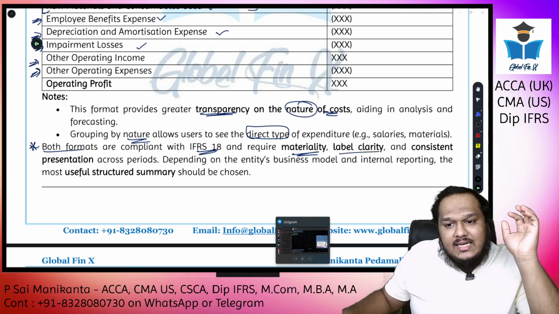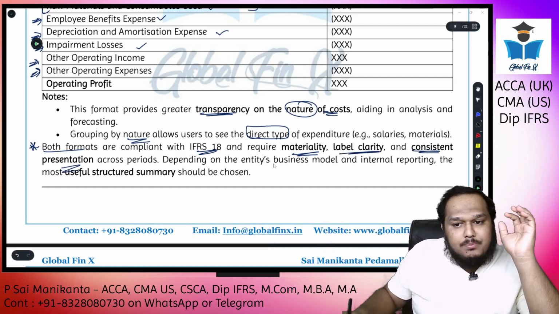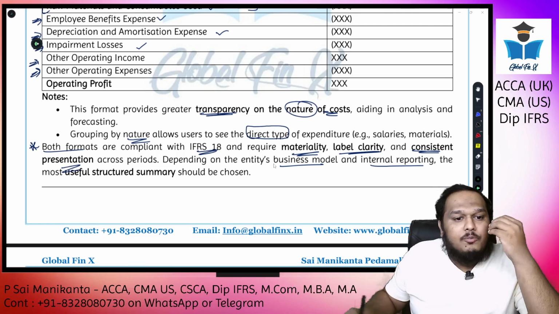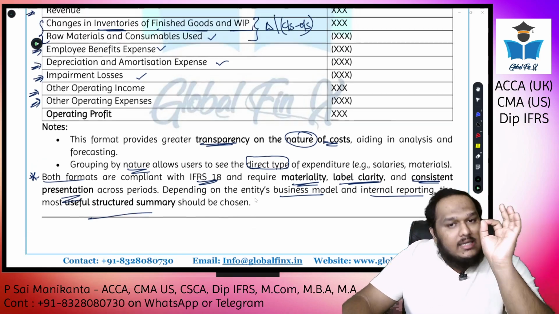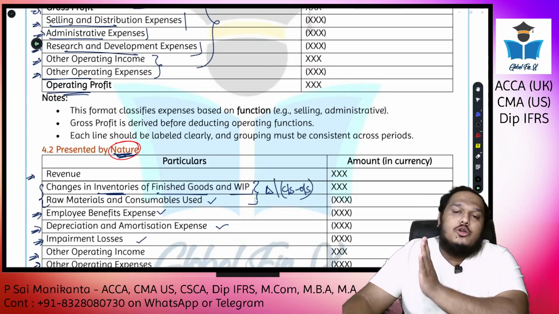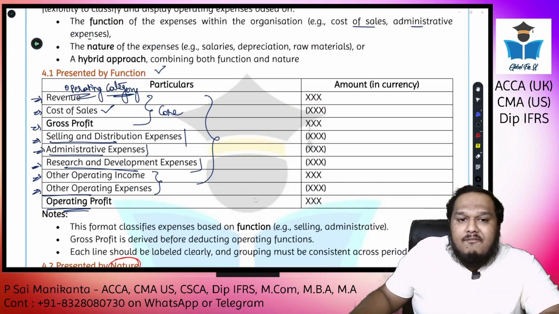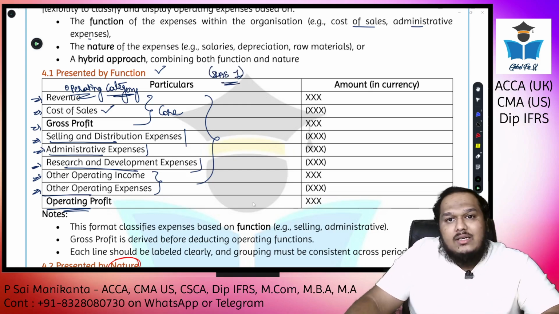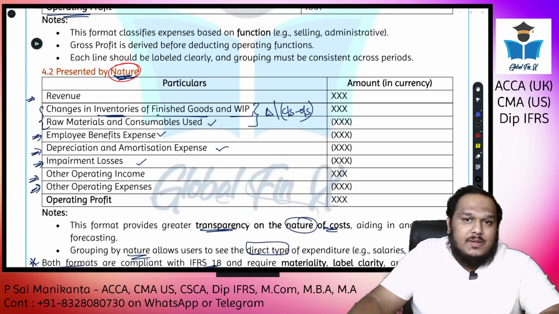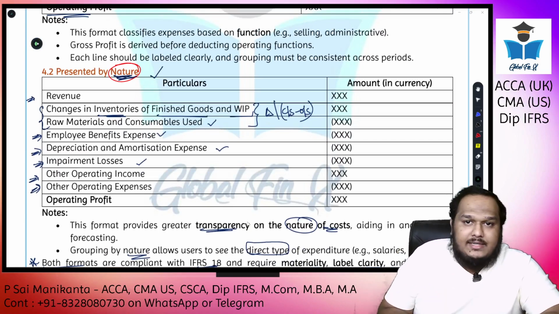Both require materiality, label clarity, and consistent presentation across the periods. So depending on the entity's business model and your internal reporting, whatever is more structured can be chosen as per your internal decision. But whatever you decide, make sure you follow that consistently. Sir, I personally prefer presentation based on function because this is very close to previous IAS 1. It becomes easier. But if I look from an investor perspective, from a user perspective, presentation by nature will be more detailed and more explanatory.